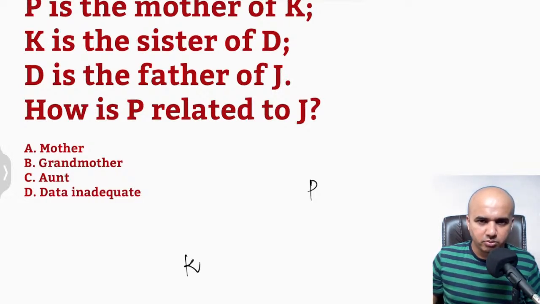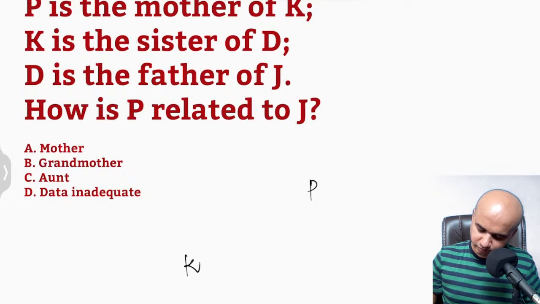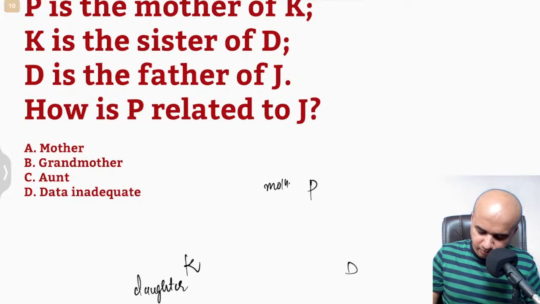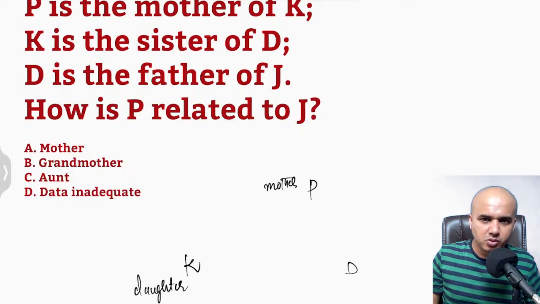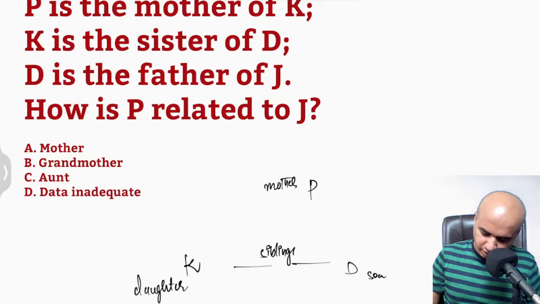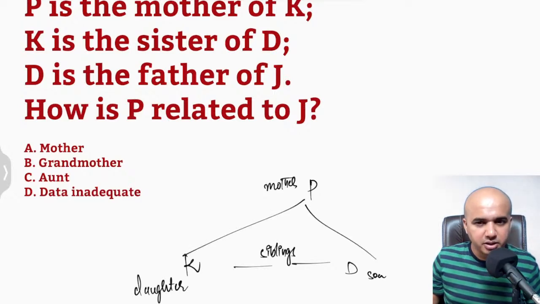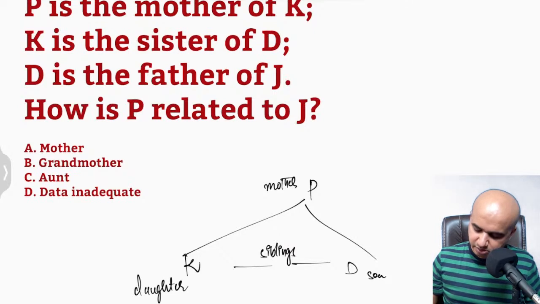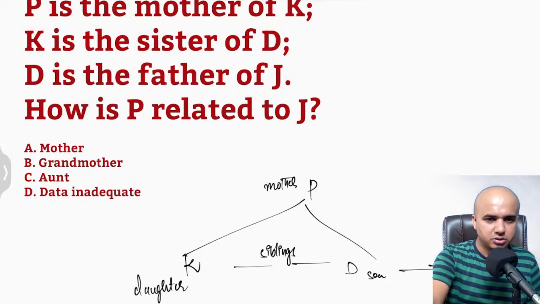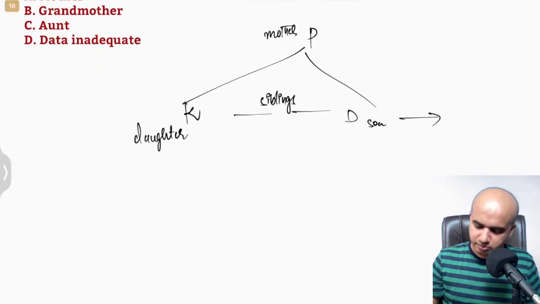And K is the sister of D. So K is daughter, P is the mother, and D, we do not know the gender yet, but they say D is the father of J. So that means D is the son, and these two are siblings. Daughter of P, son of P, and D has a son, and that son is J.